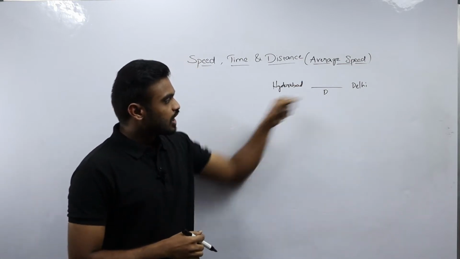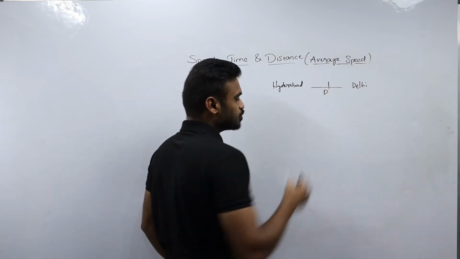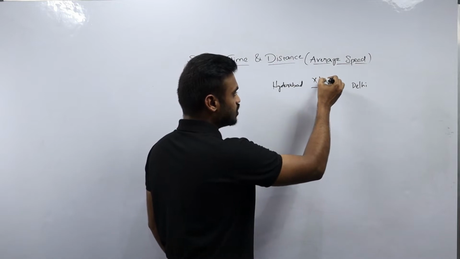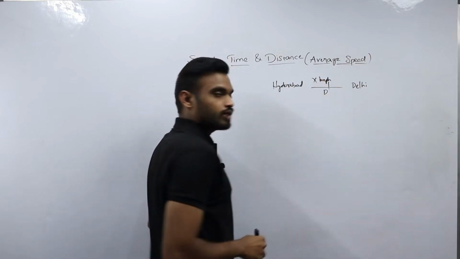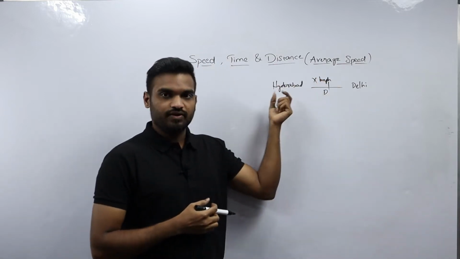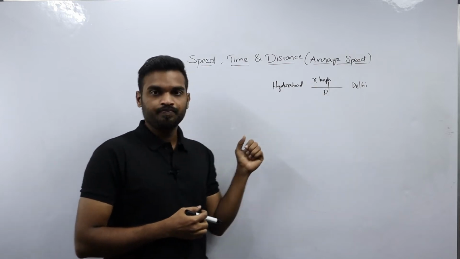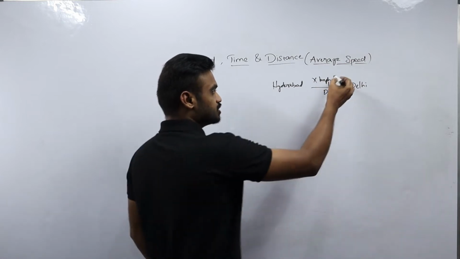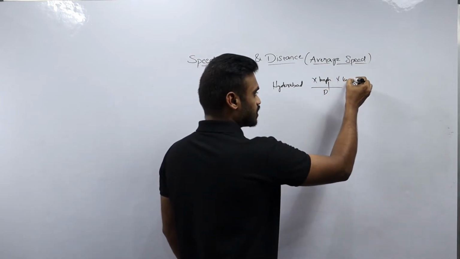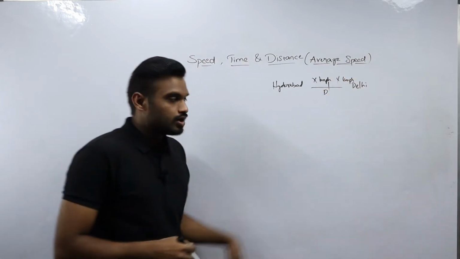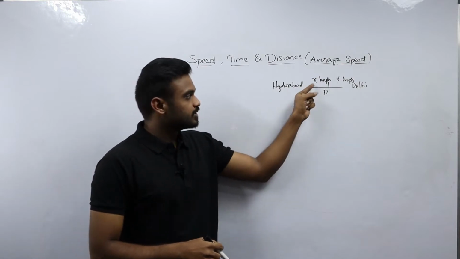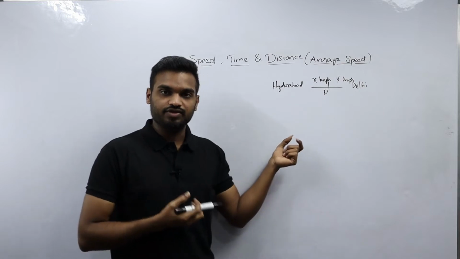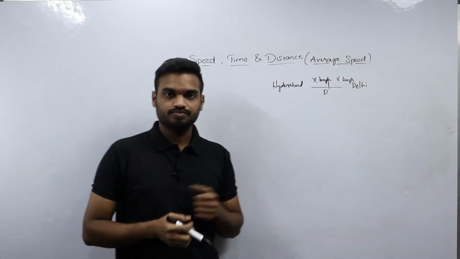Up to half of the distance, I travelled with a speed of x kilometer per hour, and after half of the distance, I travelled with a speed of y kilometer per hour.